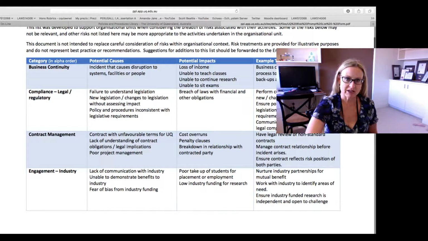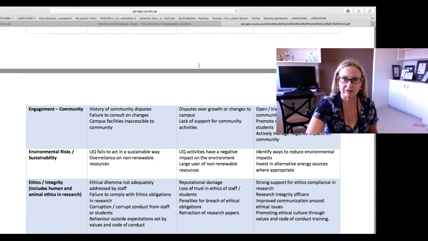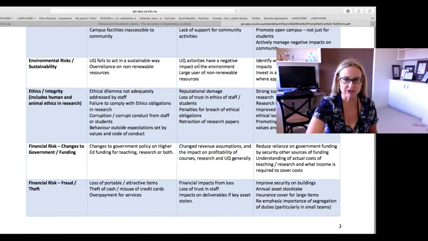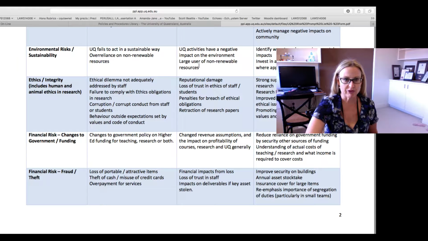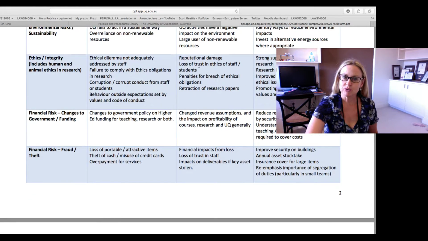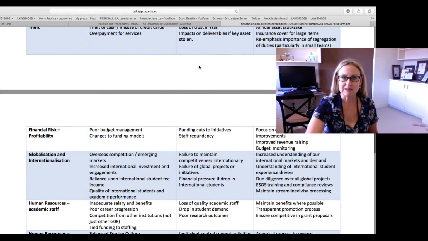Down the left-hand side, as I started to say before, you can see the risks that they have come up with that typify the kind of problem that crops up for a university. So business continuity, that's a more general organisational issue, but engagement with industry, so a lack of third stream activities there by the university might be adverse for the university. Environmental risks, ethics, and that's a big one for research. Financial risk, there's two of those.